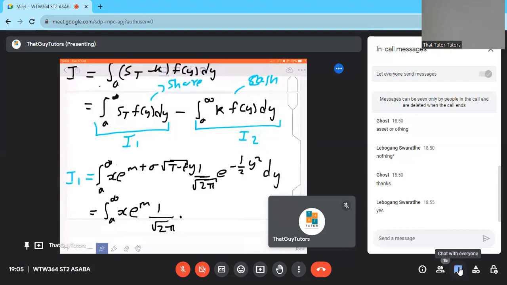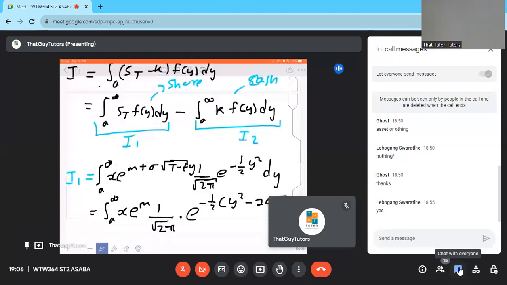Actually, you can just take the minus 1/2 outside. So minus 1/2 of y squared minus 2 sigma square root of T minus t times y, dy. And now you are going to use completing the square, if you remember it from high school, to write this thing as a square.